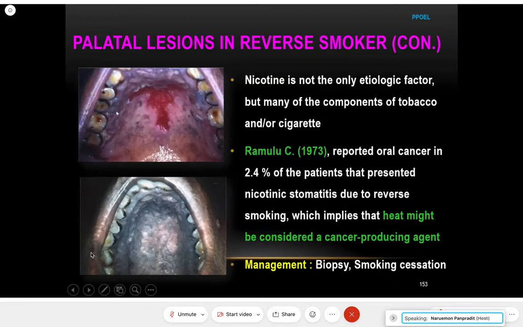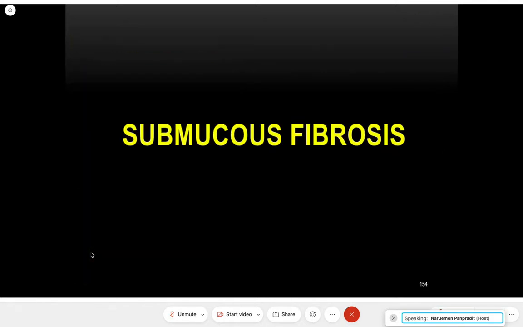This is the red area with pigment and white plaque. This is a white plaque with pigment. This is an example. Ramulu and group reported oral cancer in about 2.4% in this group, and it might be considered a cancer-producing agent. See like this: it needs a biopsy and smoking cessation. Okay, I think it is not difficult to understand.